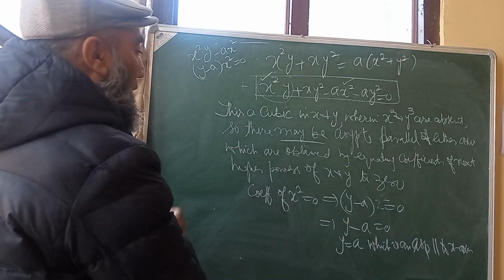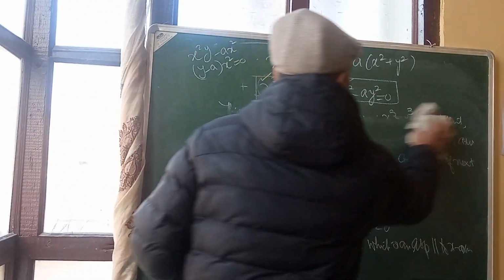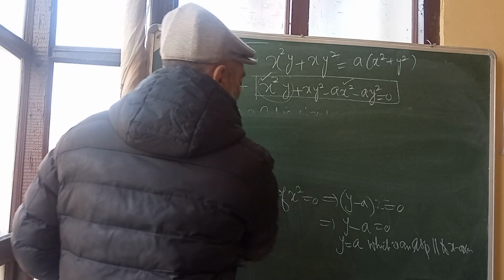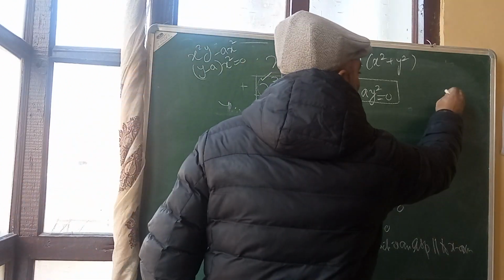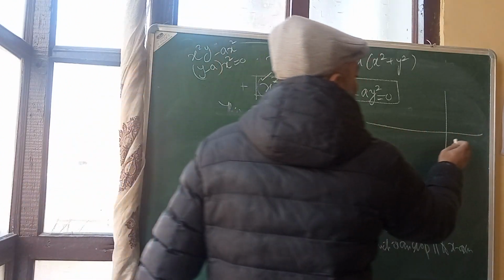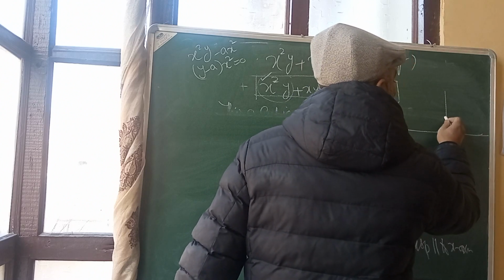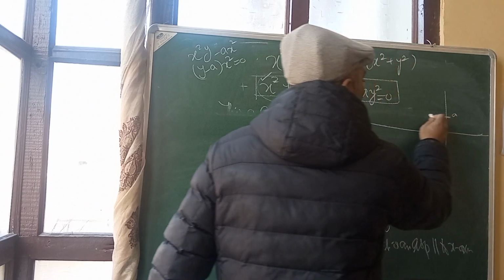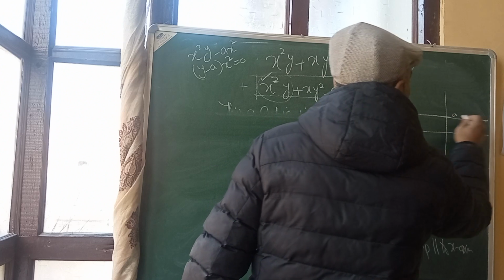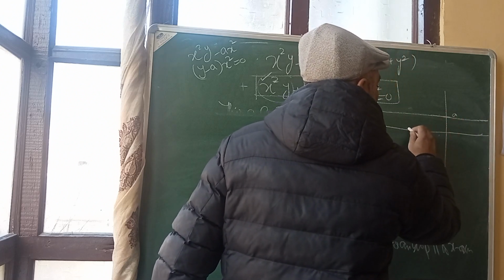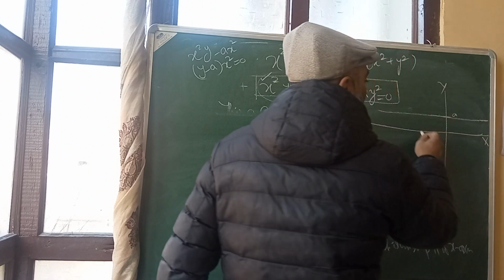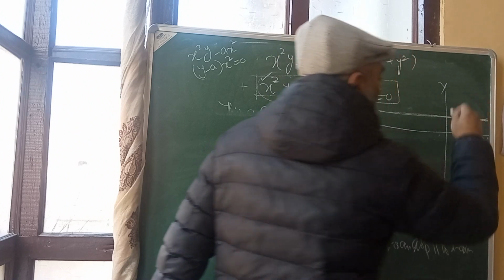Similarly, coefficient of y square, you can see y equal a. This is x equal something, this is y equal a. Say this is a. Now let me draw a line. Y equal a is this line. This is an asymptote parallel to x-axis. This is x-axis, y-axis. See, y equal a is an asymptote parallel to x-axis.